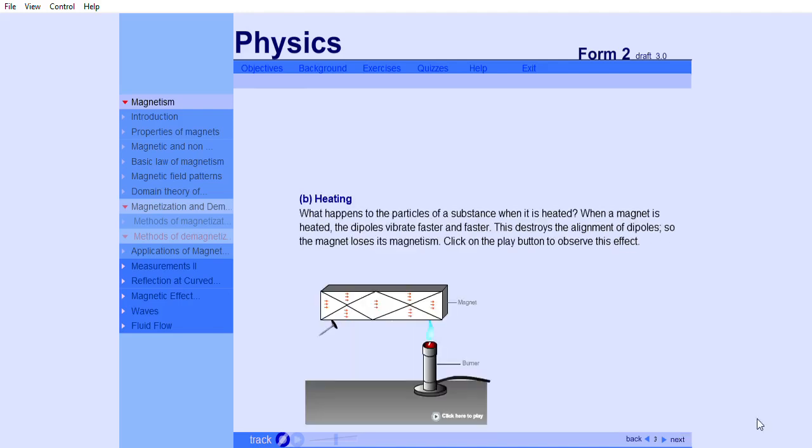Heating. What happens to the particles of a substance when it is heated? When a magnet is heated, the dipoles vibrate faster and faster. This causes the alignment of dipoles to get destroyed, so the magnet loses its magnetism. Click on the play button to observe this effect.